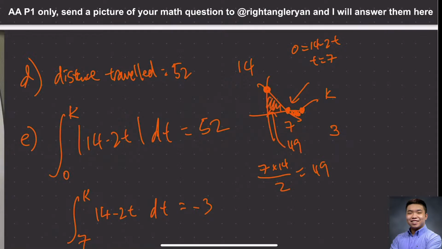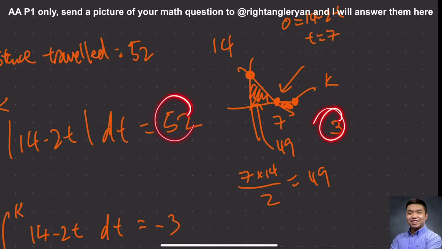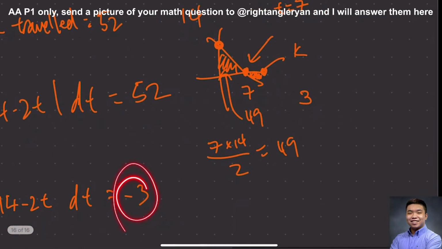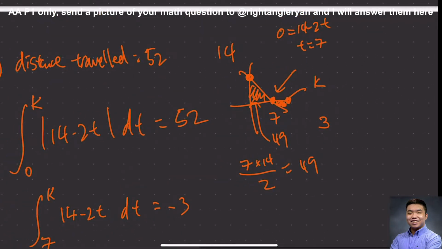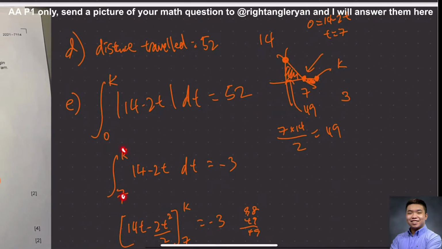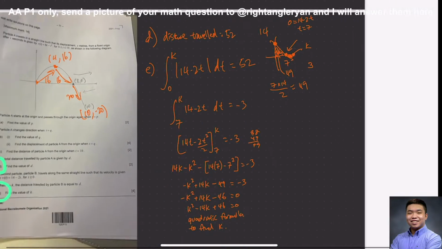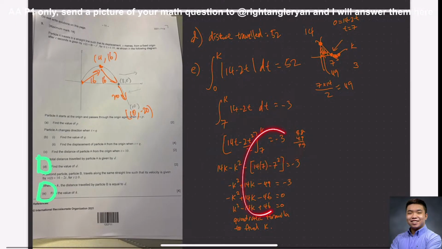So how much are we missing? We're missing 3 to get to 52. Now, why do I need to set this to negative 3? It's because I know this area is underneath the x-axis. Starting from 7 until wherever k is, we know this area must be negative 3. So that's why I'm going from 7 to k, and I know my area is negative 3. I just need to integrate it and then find what k is.